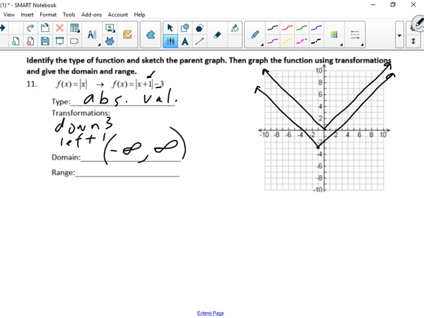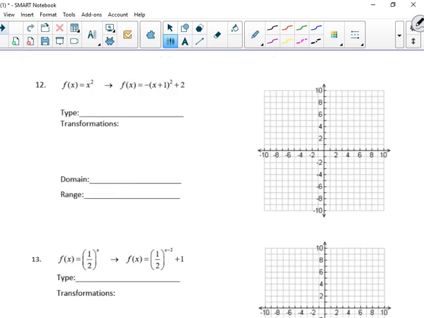Now, how low does it go? Well, -3. And it actually hits there. How high? Infinity. Right. X squared is a quadratic.